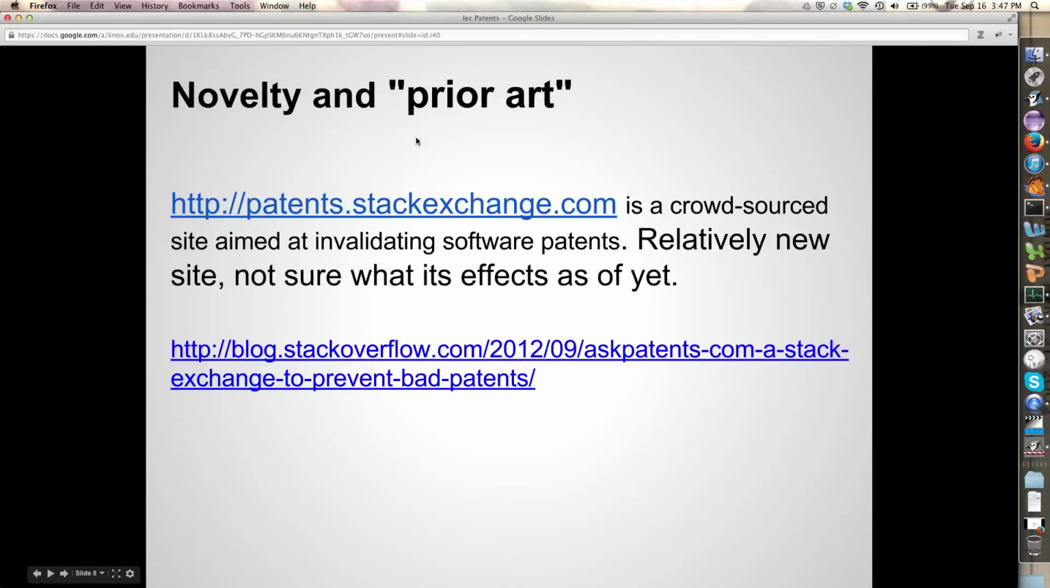And so there is now on Stack Exchange, patents.stackexchange.com, a crowdsourced site that is aimed at helping people invalidate or possibly validate software patents. It's relatively new, although I started following this a couple years ago and it still exists, so apparently it's successful enough. Stack Exchange, by the way, is the same site that hosts Stack Overflow.